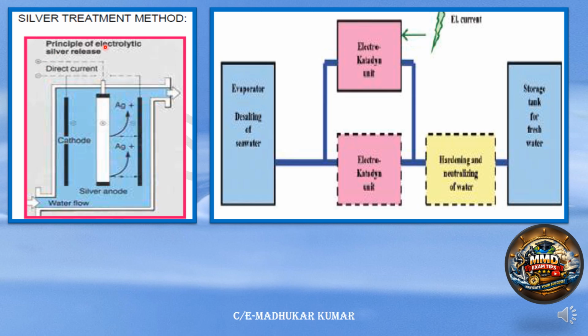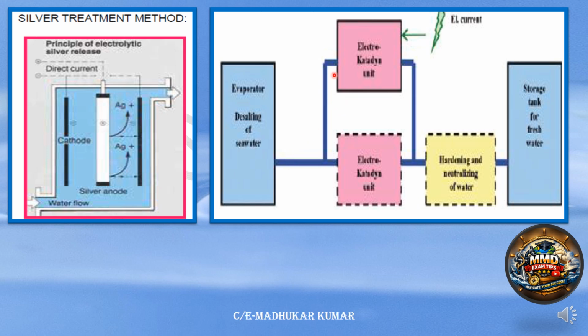Here is the principle being shown. We have the silver anode and we have the cathodes. We have to supply direct current. You can see that the current is being supplied, and the Ag plus ions are coming out. Here you have the inlet of the water flow. Water is coming in, mixing with the Ag ions, and then coming out from the test. So the electro-katadyn process is basically the addition of silver ions.